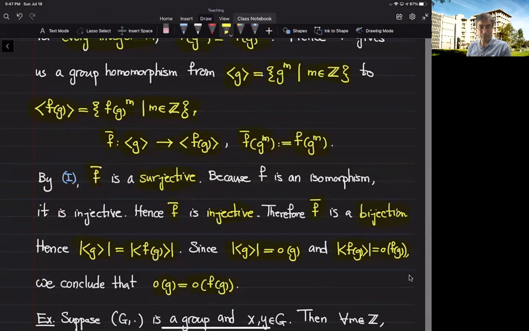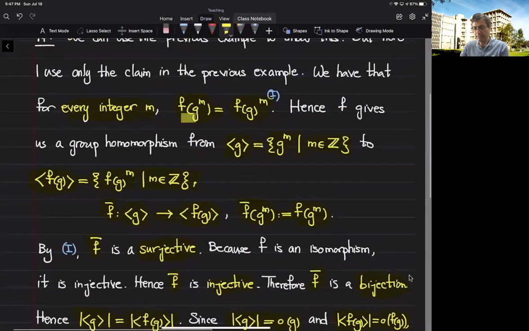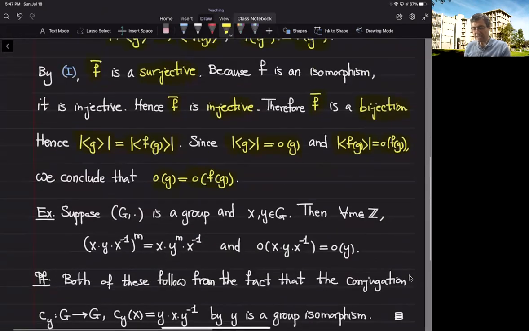And that's exactly what we wanted to show. So an isomorphism does not change the order of elements. Now let's use this fact, both the claim, this equality, and the fact that order doesn't change under isomorphisms. Let's use this for a particular type of isomorphism, conjugations.